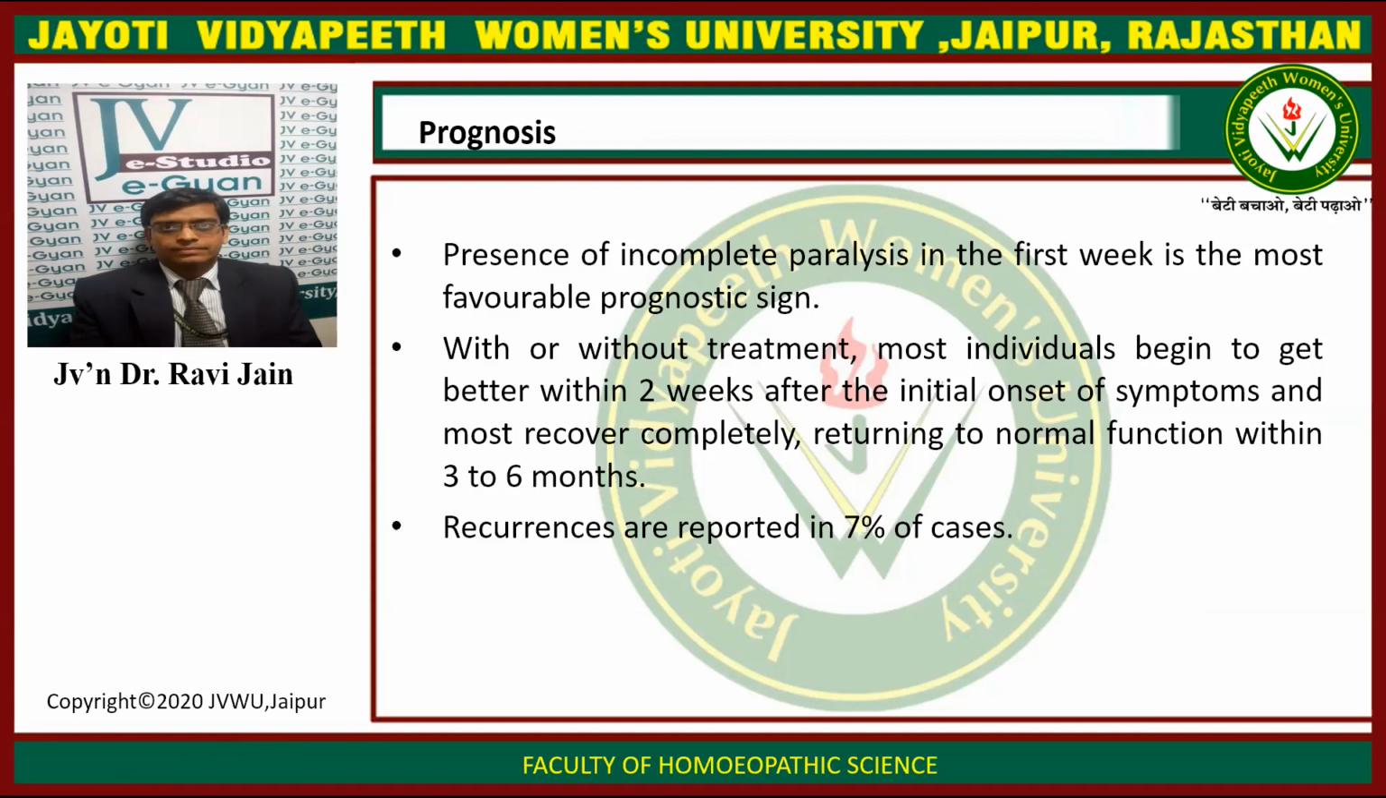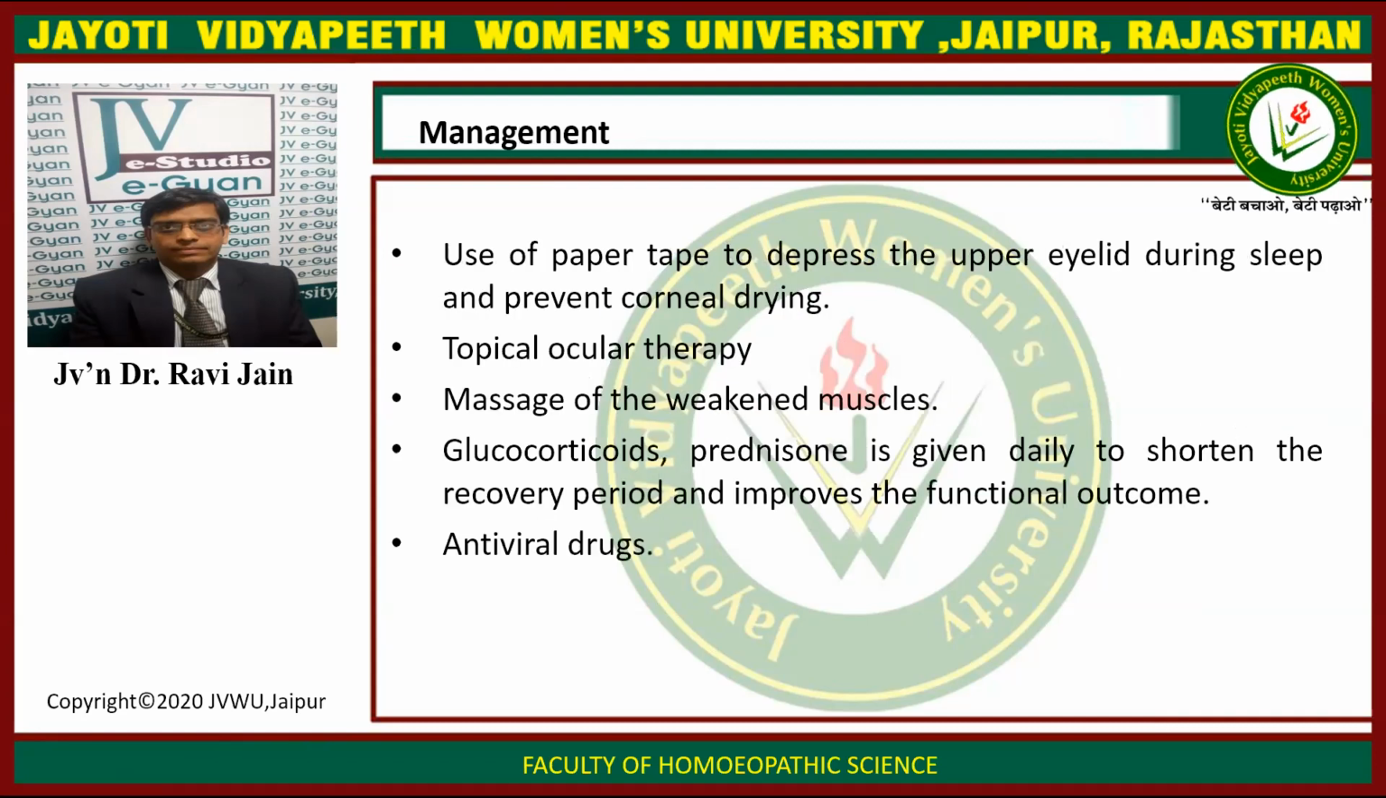With or without treatment, most of the individuals begin to get better within 2 weeks after the initial onset of symptoms. तो बहुत अच्छी बात है कि Bell's palsy में जो symptoms होते हैं वो अपने आप से ठीक होने लग जाते हैं within a week after the initial onset of the symptoms, and most of them recover completely. Around 80% of patients recover completely, returning to the normal functioning within 3 to 6 months. Recurrence is often reported in 7% of cases. So इसका prognosis वैसे तो better होता है, लेकिन अगर patient ठीक नहीं होता है तो permanent disability हो जाती है.